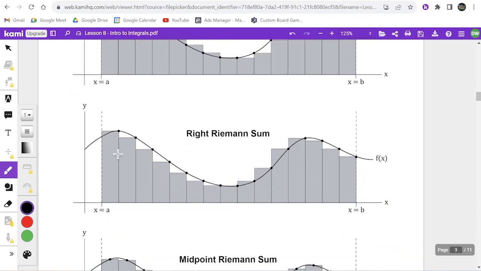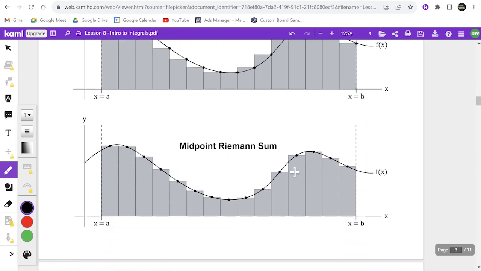Next is the right Riemann sum, where you can see all the rectangles are hinged at the right endpoint of the rectangle. And then the last one is the midpoint Riemann sum, which uses the middle point. Now, I'm not going to tell you that one's better than the other, although generally speaking, the best is usually a midpoint Riemann sum. It kind of looks like it anyway.